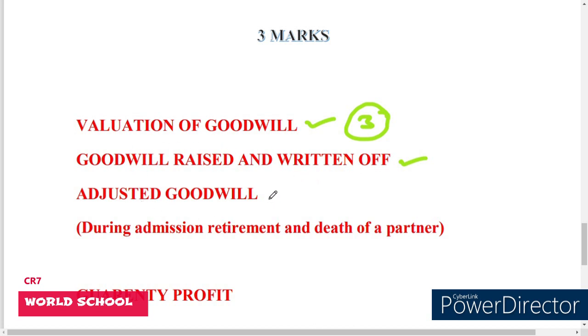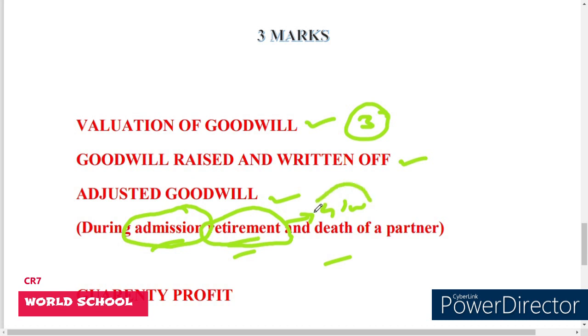And adjusted goodwill during admission, retirement and death, how they are adjusting goodwill. If admission, a new partner comes into the business, so he is bringing some money additionally apart from his capital, so that goodwill will be distributed to the existing partners, who sacrificed in favor of the new partner. And on retirement of a partner, if a partner goes out, till date, what is the firm's goodwill? That goodwill should be split and given to the partner as per his proportion, and that will be borne by continuing partners.